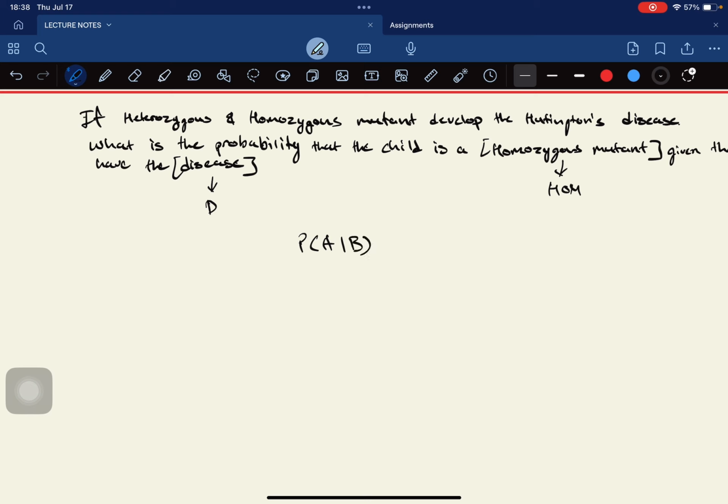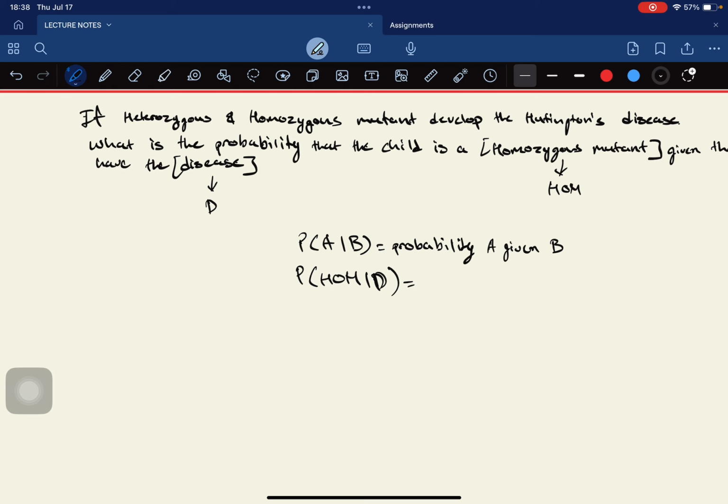And the formula you can apply would be this one that I showed you in the previous parts. You probably remember. This would be the probability of A given B, and here P of HOM given D. So D would be the past, and HOM would be the present, right? I don't know why I wrote an equals sign, my bad.